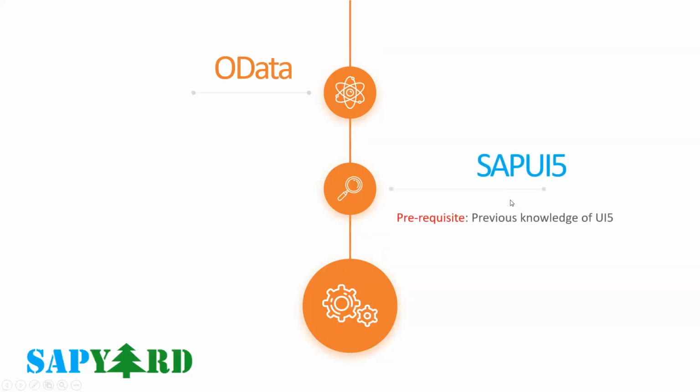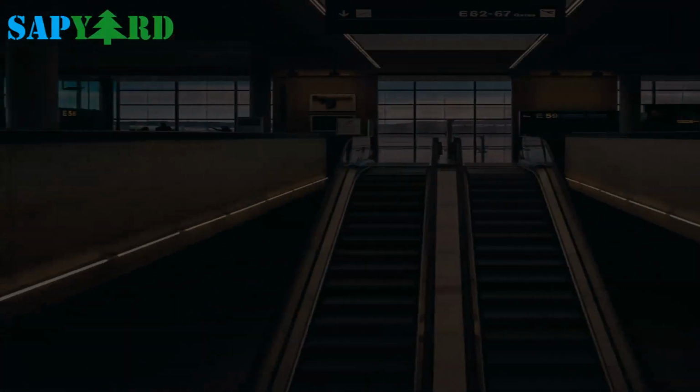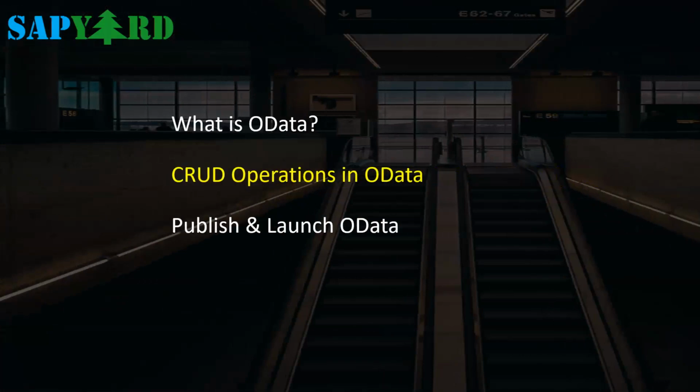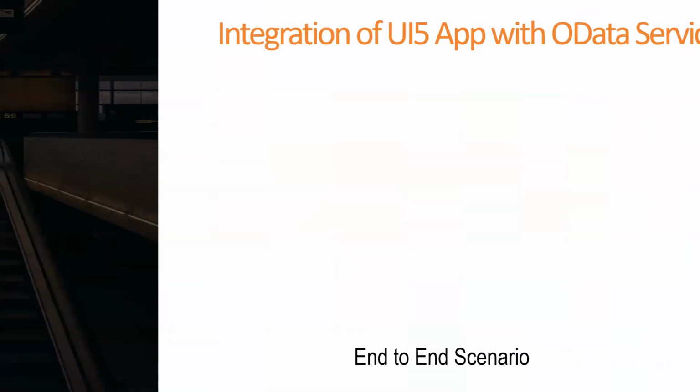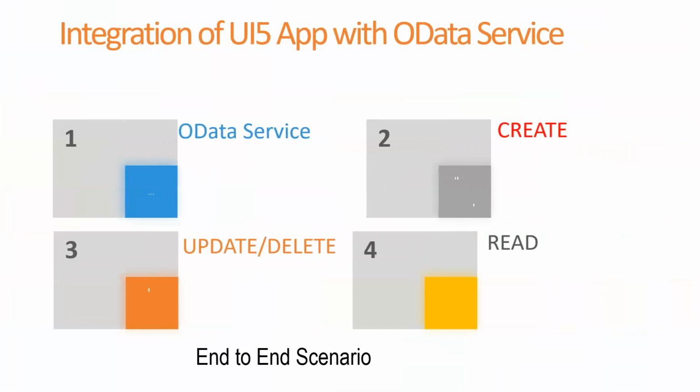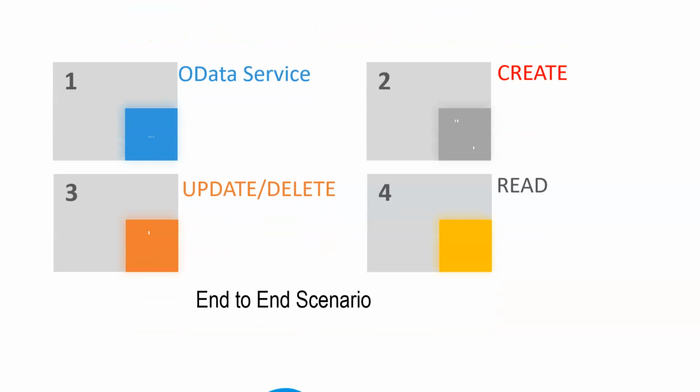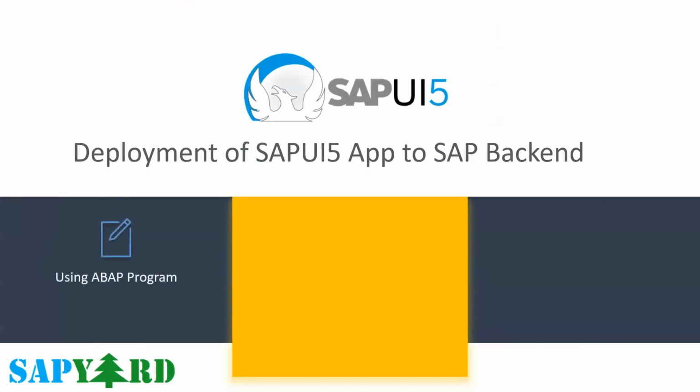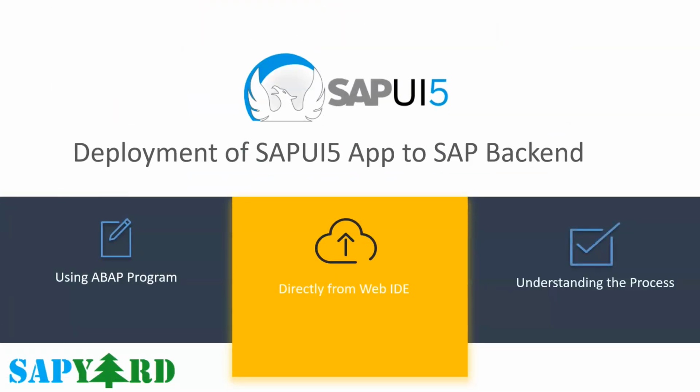We will cover the CRUD operations along with the testing and debugging of OData. ABAPers will find it very easy. Next, we will integrate the UI with OData services and perform CRUD operations in SAP backend. All our UI development will be done using Web IDE. We will learn how to deploy using ABAP program and also learn how to deploy using Web IDE.